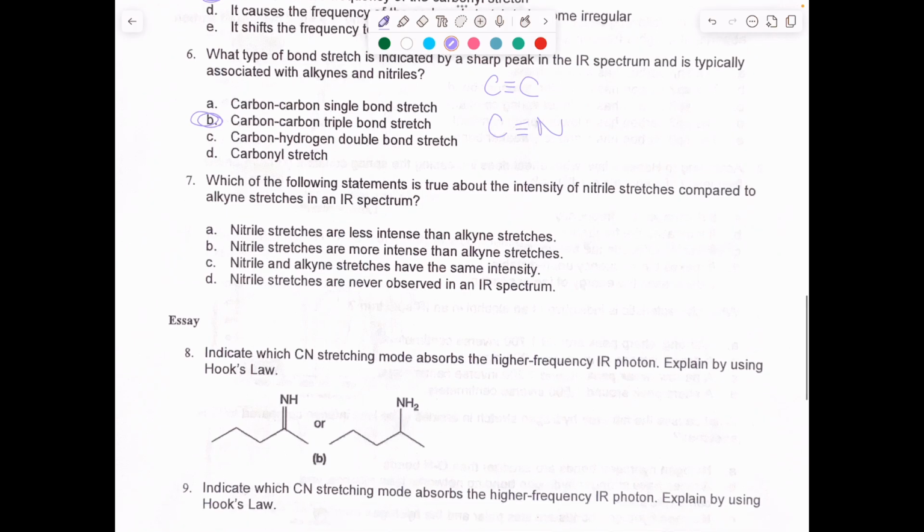And then for number 7, which of the following statements is true about the intensity of nitrile stretches compared to alkyne stretches in an IR spectrum? So because the carbon-nitrogen bond is more polar, it tends to be more intense on the IR spectra.